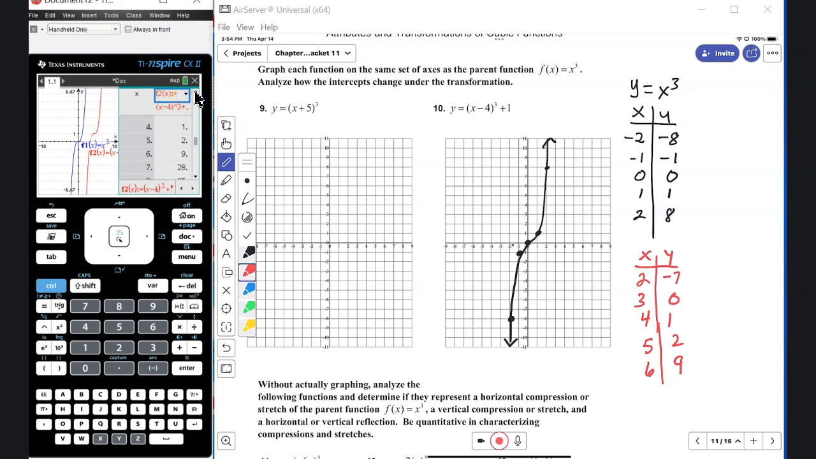So we're going to start at the origin, go over 2, then go down 7. Start at the origin, go over 3, and there is our x-intercept. We'll go to 4, 1; 5, 2; and 6, 9. So I'm going to go ahead and graph it. And you notice our graph did shift to the right, but it also went up.